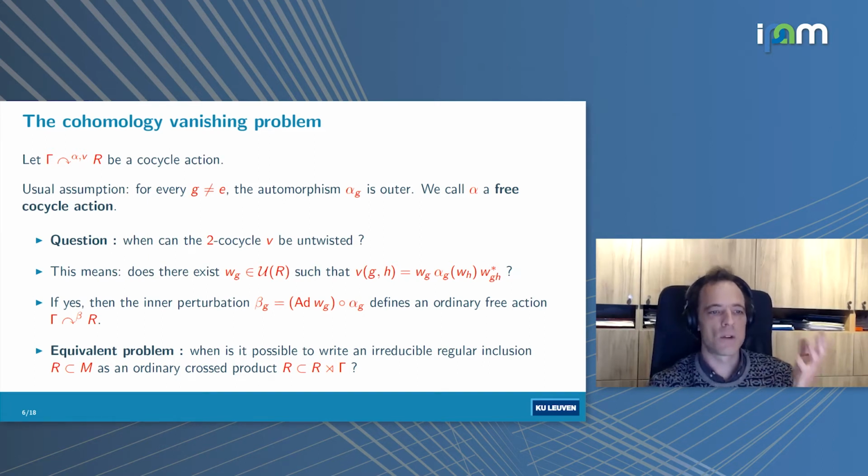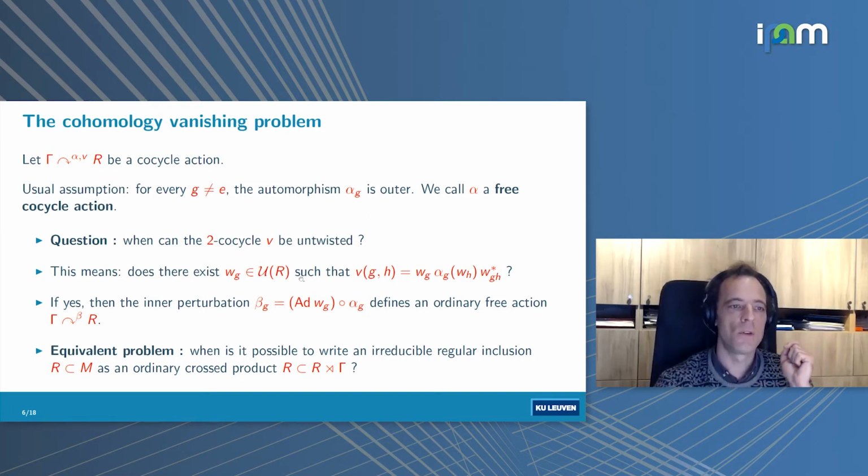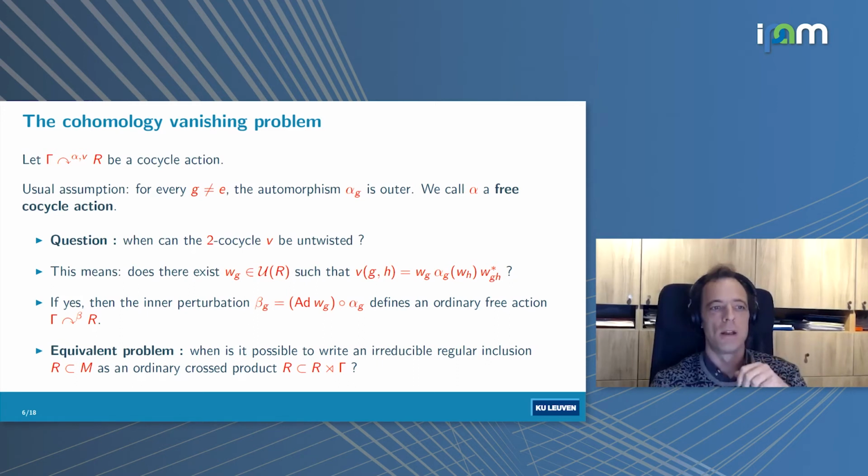Now, this really has a few meanings. So if you have such a coboundary, then perturbing alpha G by this inner automorphism, Ad WG, what you get is then an ordinary action. So beta G is now really a group action. And the whole thing of untwisting the cocycle, of making it a coboundary, is then the same thing as writing the original inclusion, the irreducible regular inclusion, as a true cross product without a two-cocycle thing.